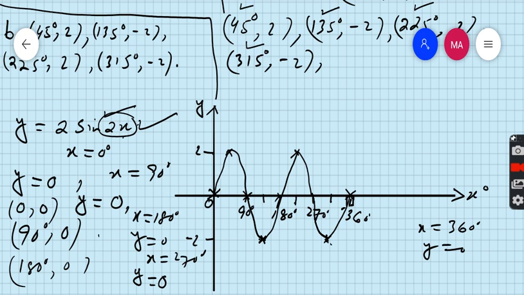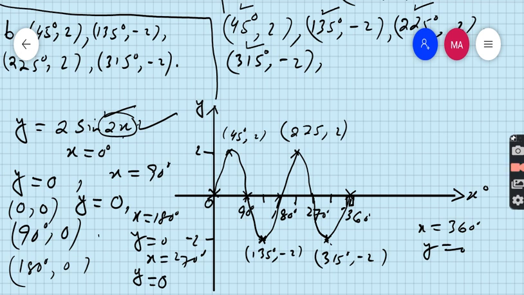This is 360 degree. And this is our graph. So it is necessary to take more points other than maximum and minimum points. Look at this. This is maximum point 45 degree and 2. You can check. This is minimum point 135 degree and minus 2. This is maximum point at 225 degree, 2. This is minimum point 315 degree, minus 2. So this is 100% correct graph.